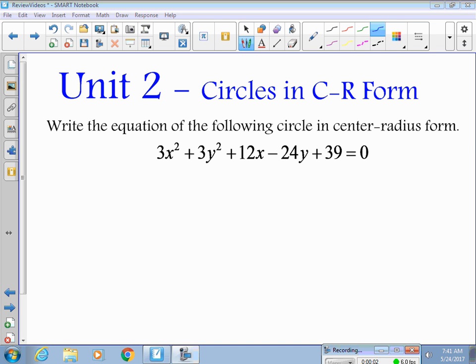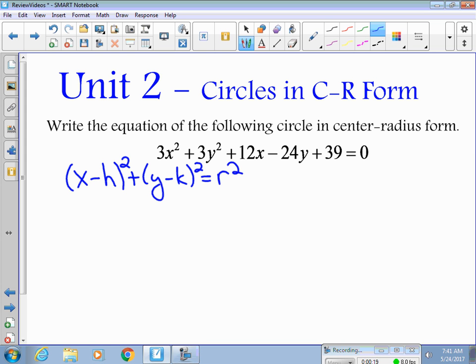In this problem, you have the equation of a circle, and you want to rewrite the equation of this circle in center radius format. So put your geometry hat on for a second. That format is (x minus h) squared plus (y minus k) squared equals r squared. So there's the center. That's the format you want to have it at.